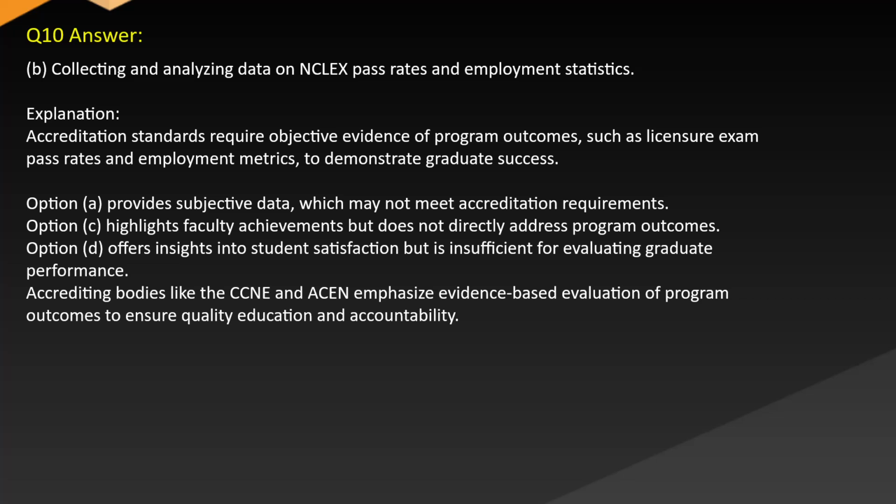Option C highlights faculty achievements but does not directly address program outcomes. Option D offers insights into student satisfaction but is insufficient for evaluating graduate performance. Accrediting bodies like the CCNE and ACEN emphasize evidence-based evaluation of program outcomes to ensure quality education and accountability.